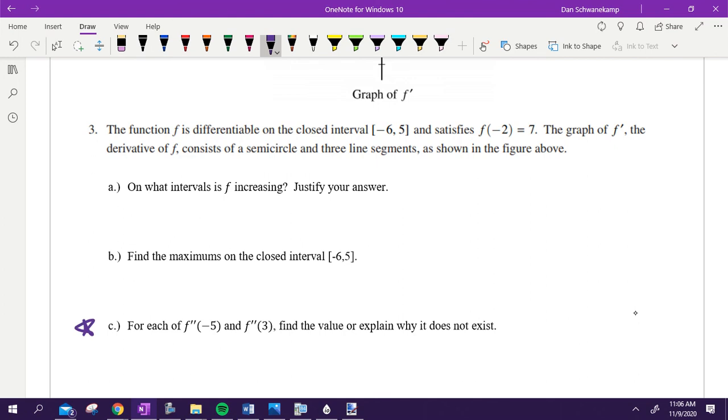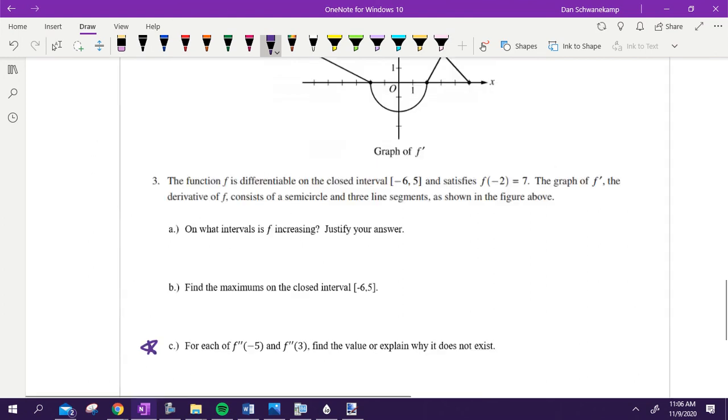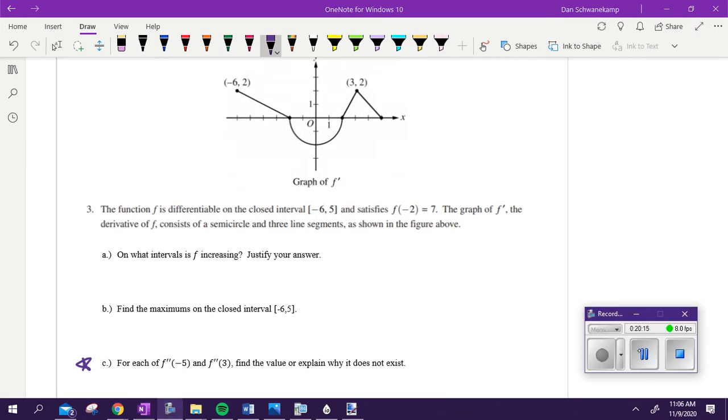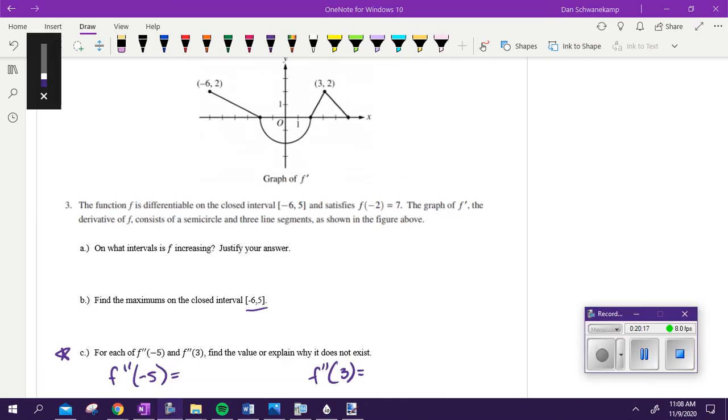The one below it is pretty similar for the first two. Try letter C really quick with your neighbor. In letter C, you're trying to find f double prime at -5 and f double prime at 3 based on that graph. Do that for me. Here we go. We're focused on part C. For each of f double prime at -5 and f double prime at 3, we're trying to find the value. This is a graph of f prime.